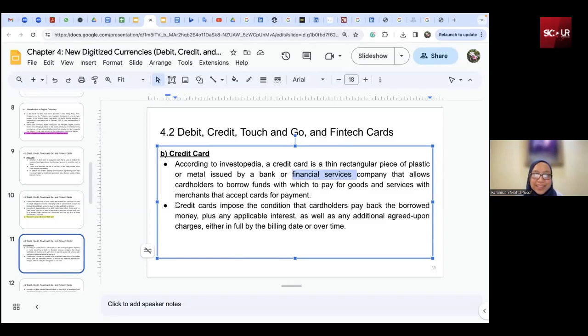Seramai bila cakap credit card ni. Bahaya tu. Bahaya. When I was young, I have a lot lah. Bila tua-tua dia jatuh hutang kan. And then kita keep one cukup lah for emergency kan. So credit card requires the cardholder to pay back the borrowed money plus any applicable interest as well as additional charges. OPR agak tinggi sekarang kan.